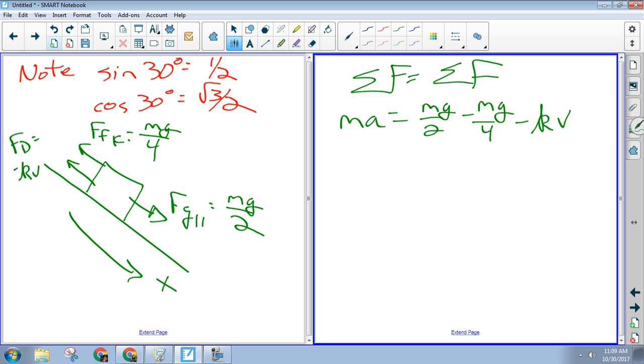Wait, isn't it plus kv? Nope, you're right. We do need to put plus, because if it's going down the hill, positive velocity, I want my drag force to be negative. No, I was right the first time. It should be negative. That's why you chose positive down. So, you just want to make sure that for positive velocity, you get a negative drag force. So don't worry about it. It's technically plus negative kv.